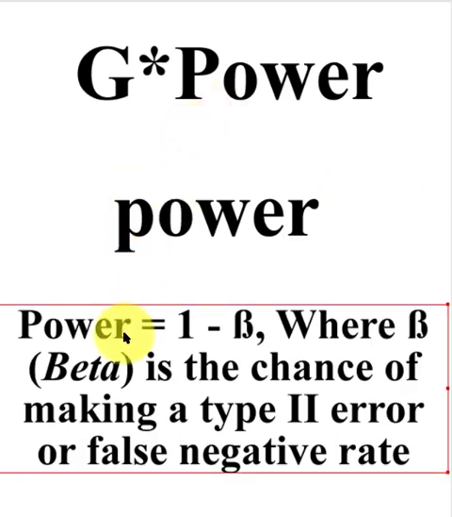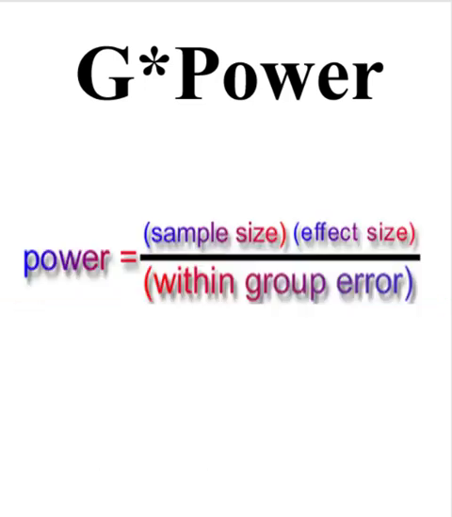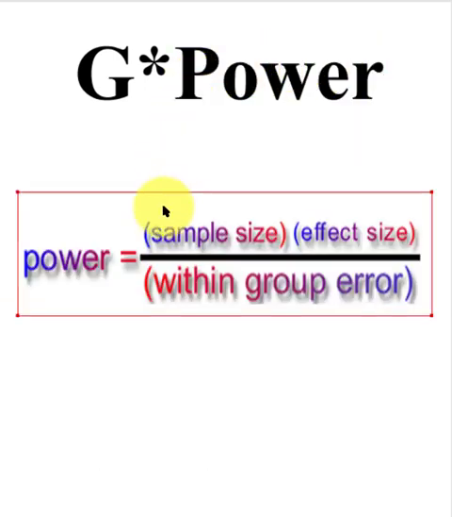So power is calculated by 1 minus beta, where beta is the chance of making a type 2 error, right? Where you fail to reject the null when you should have. That's what power is: 1 minus the chances of failing to reject the null when you should have. That's called the beta, okay? Beta has many uses in statistics. But I like to explain power like this.